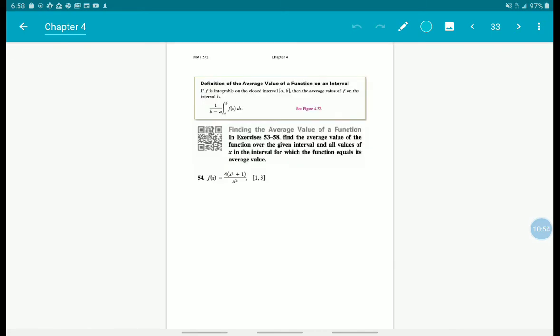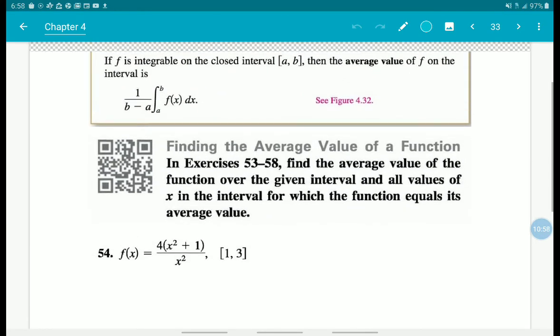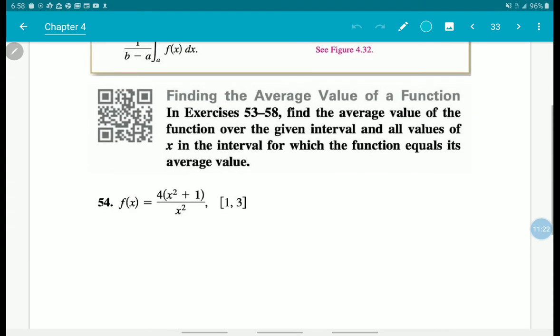The next thing we need to talk about is the average value. So when we think about average, we usually think about the mean, and the mean says we add up a whole bunch of numbers and then we divide by how many numbers we added. So for an average value, it's sort of similar. We are looking at that area under the curve, and then we're going to divide it by how big that a to b interval is. So let's look at this one.